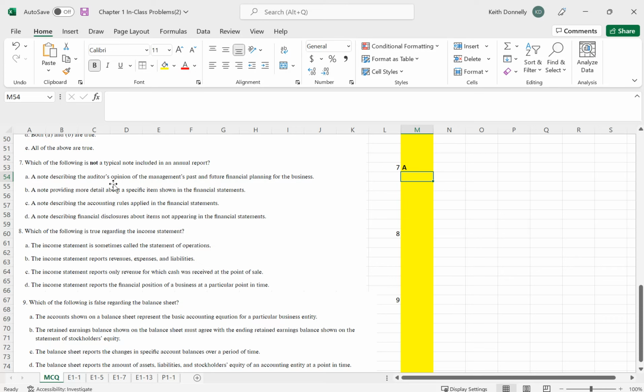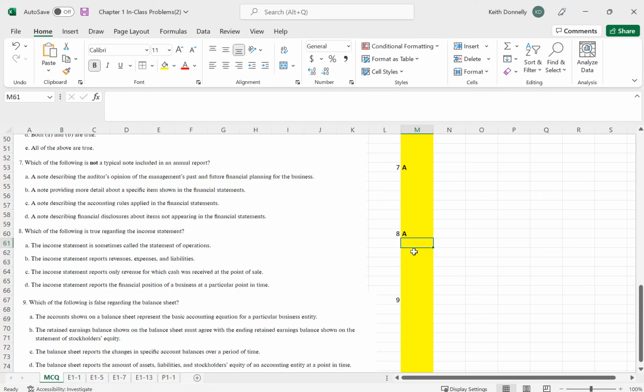Question 8 here says, which of the following is true regarding income statements? So for 8, this is going to be A. The income statement is sometimes called the statement of operations. So with all of the financial statements, how we study them, the balance sheet, the income statement, I try to use consistent terminology. In practice or in other parts of the world or different industries, they might mean the same thing but have a different name for it.